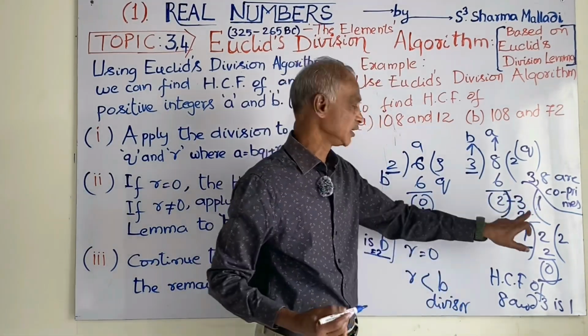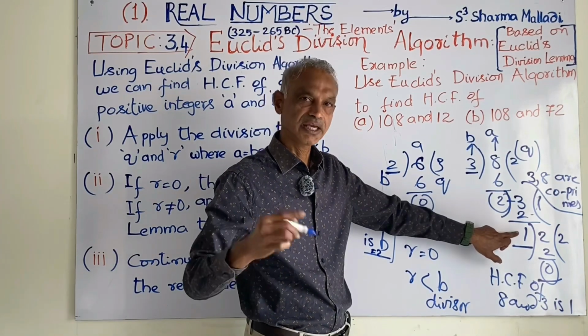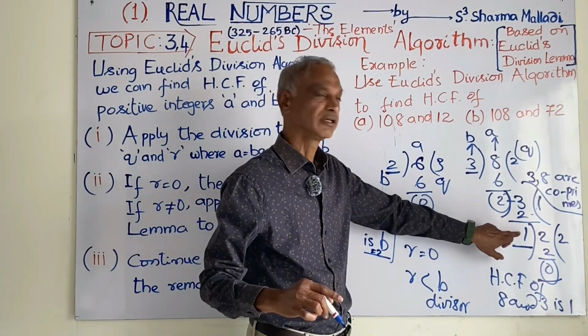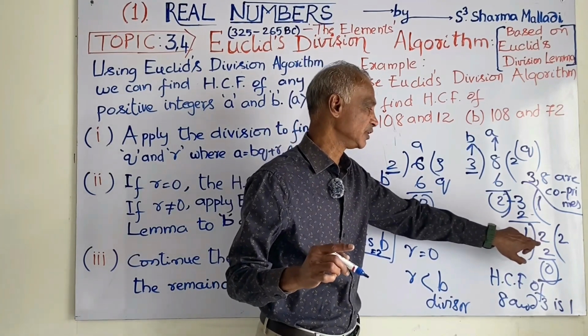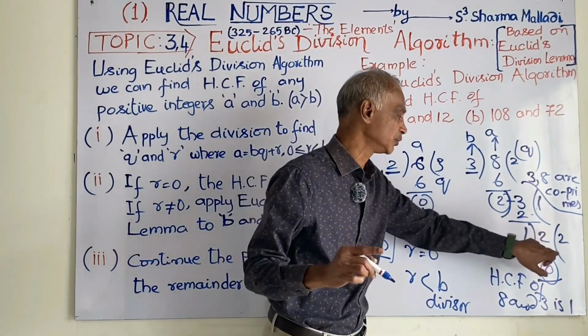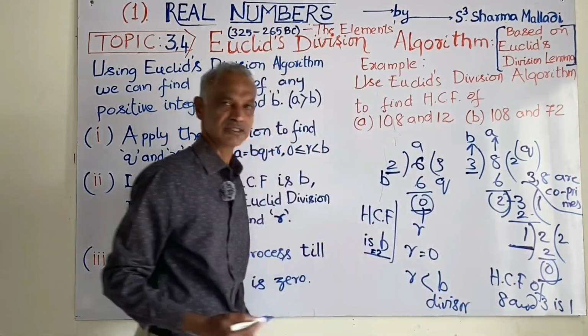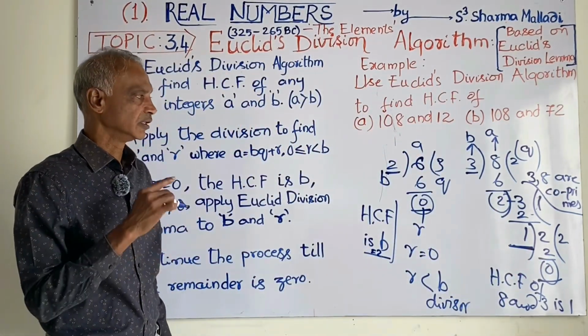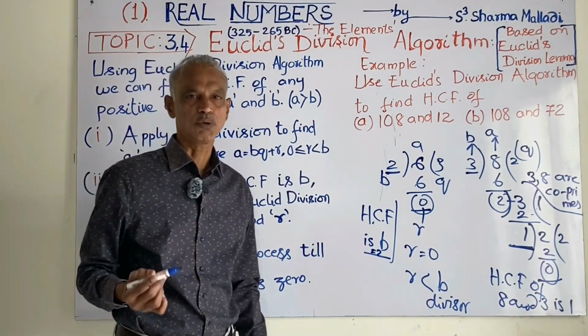I have divided 8 with 3, you are getting remainder as 2. Again, you have to apply Euclid's division lemma to 3 and 2. You divide 3 with 2, you are getting remainder as 1, not 0. Again, you apply Euclid's division lemma to 2 and 1. You divide 2 with 1, 1 2s are 2, and you are getting remainder as 0. Now, what is the HCF? You take the HCF of 8 and 3 as 1. That's why they are called coprimes.